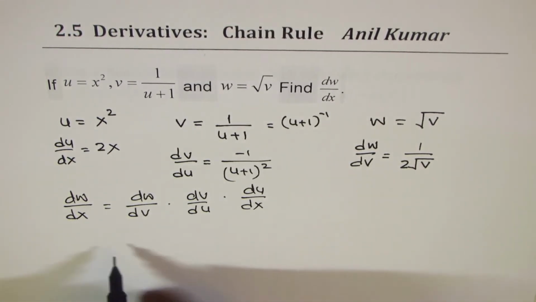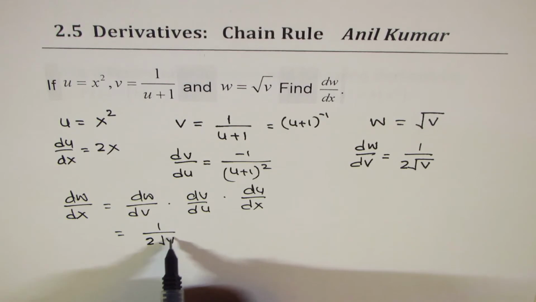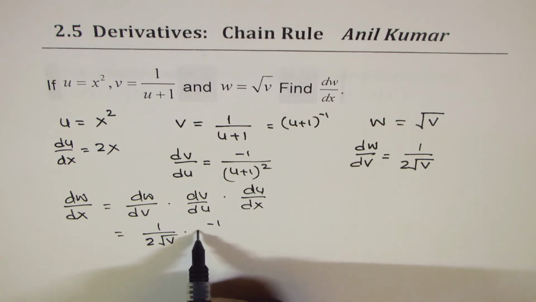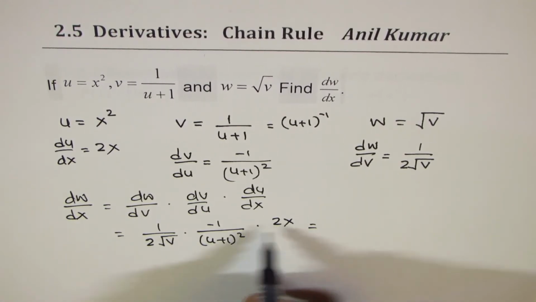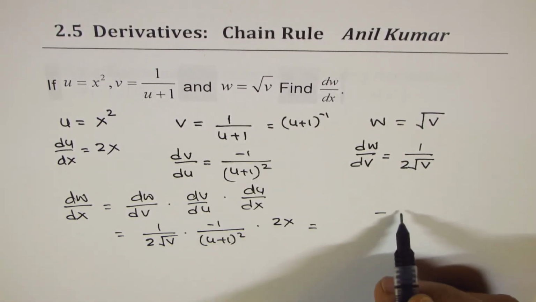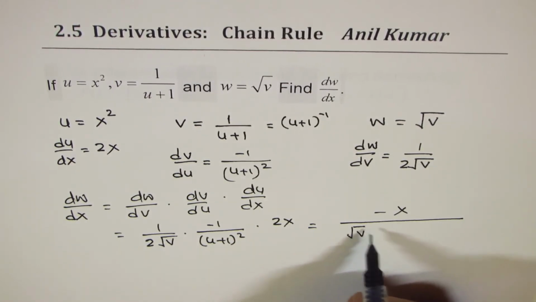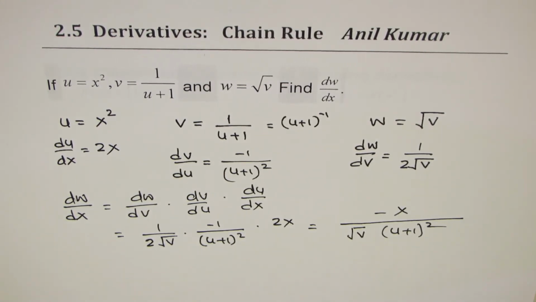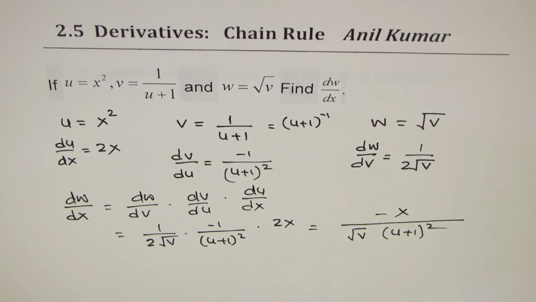Du dx, product of all this, right? So which is 1 over 2 square root v times this, which is minus 1 over u plus 1 whole square times 2x, or minus 2x, 2 cancel, let me write minus x, over square root of v times u plus 1 whole square, right? So we are writing this derivative in terms of u and v and x. Okay. But I hope the concept is clear. That is the basic concept of chain rule.